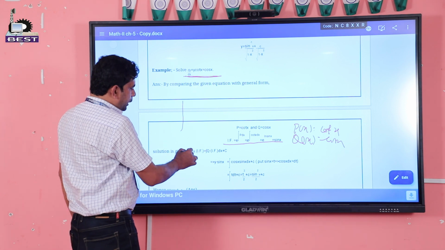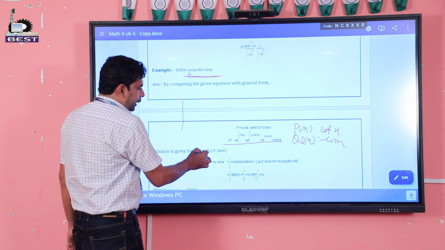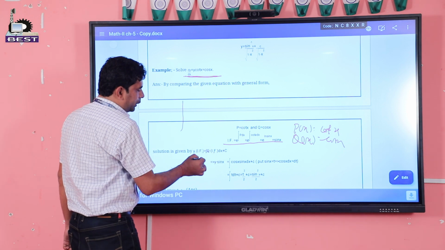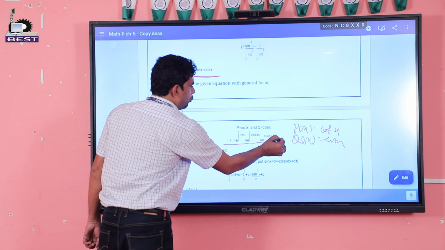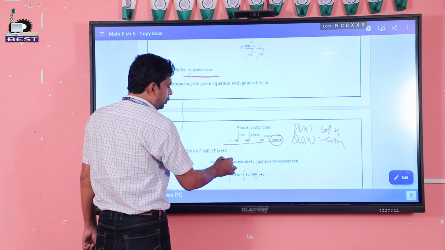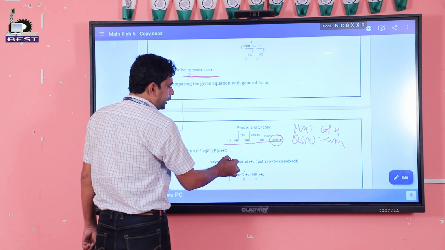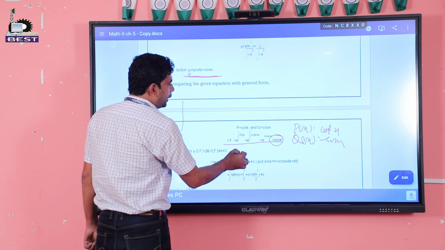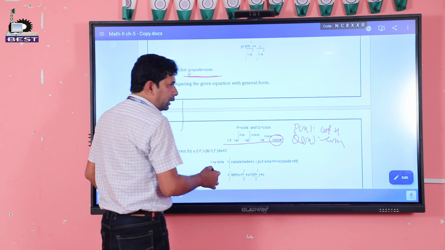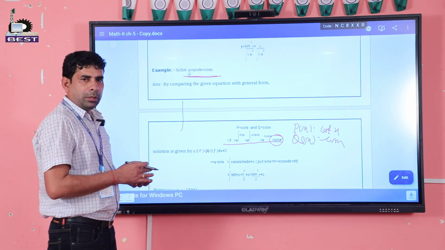The solution is y into integrating factor equal to integration of q into integrating factor dx plus c. We already found the integrating factor, that is sin x, so this equals integration of q of x, cos x, and integrating factor sin x, dx. Cos x sin x, we solve by the substitution method.